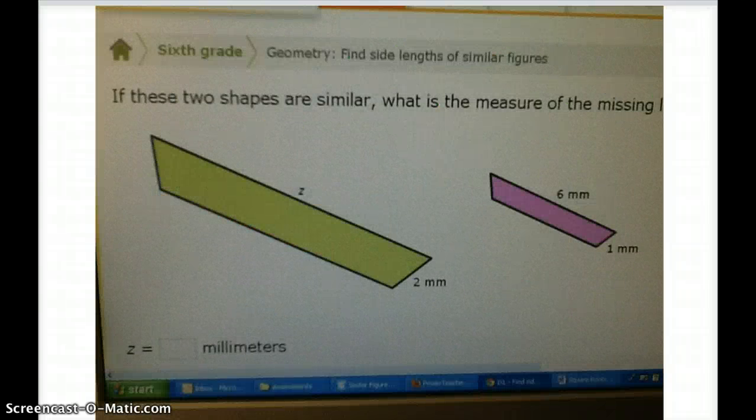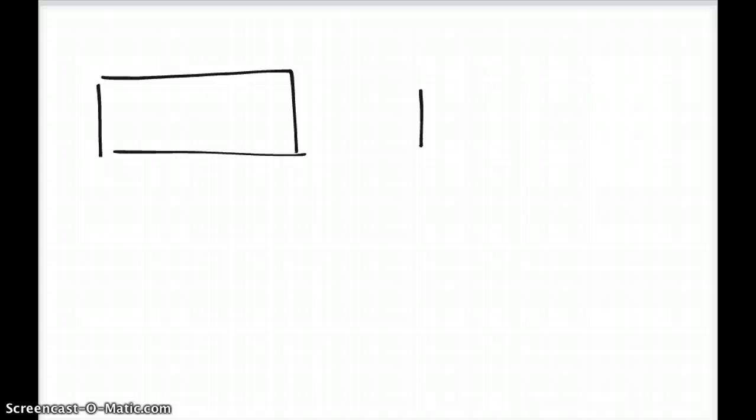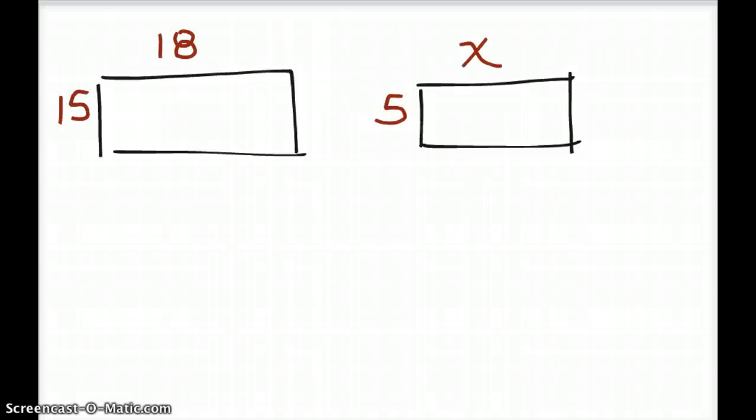Good. Now, one thing we're going to be working on is, if I give you 2 shapes, we're going to try to find a missing side length. What that means, I'm going to draw a little shape in here. So go ahead and draw 2 rectangles. We already know their sides are equal, so that's fine. I'm going to give you some side lengths. I filled some side lengths in, so copy those down.